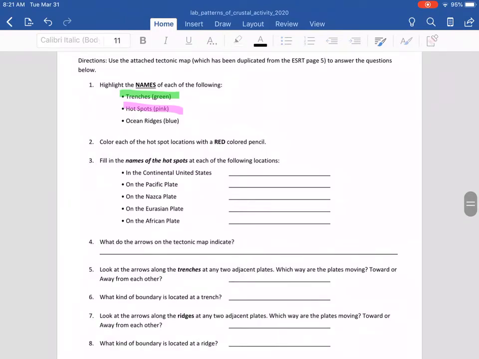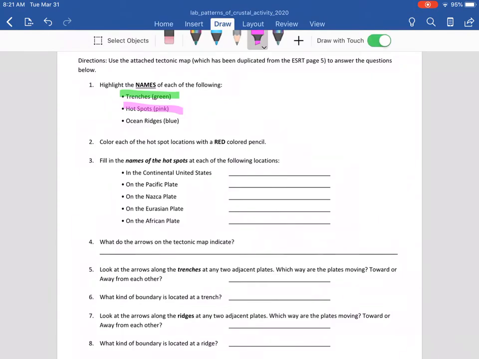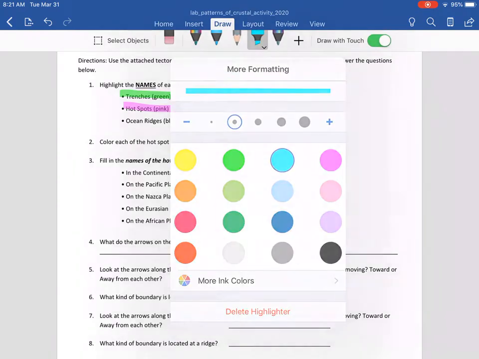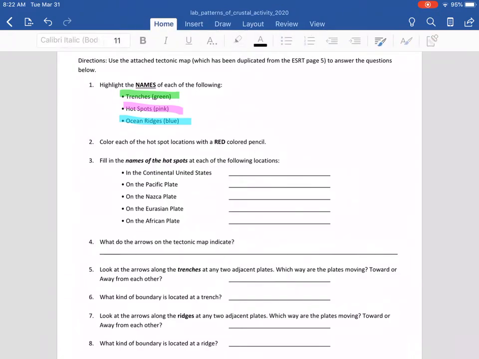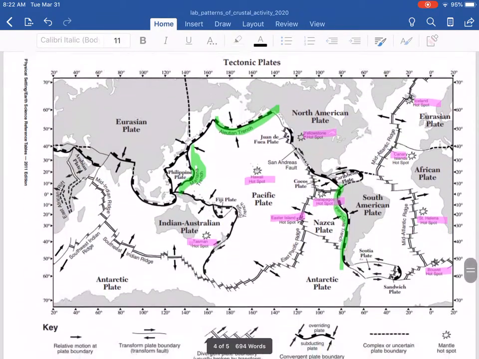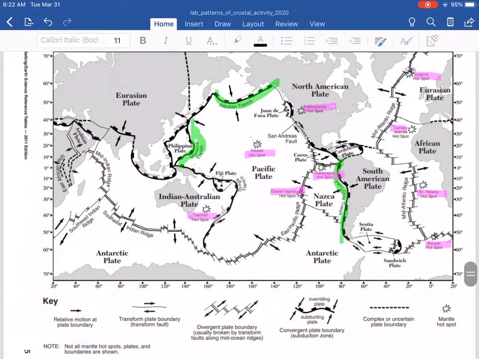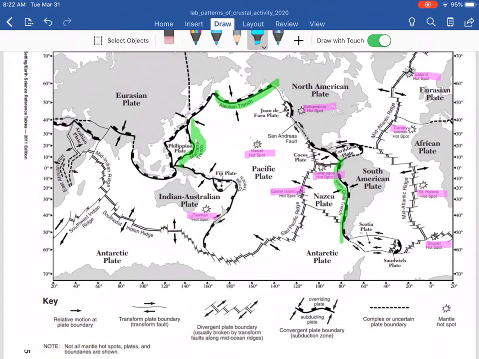And now the ocean ridges, drawn in blue. Okay, so let's do those in blue. The mid-ocean ridges, these are the divergent boundaries, right? Mid-ocean ridges and divergent plate boundaries.